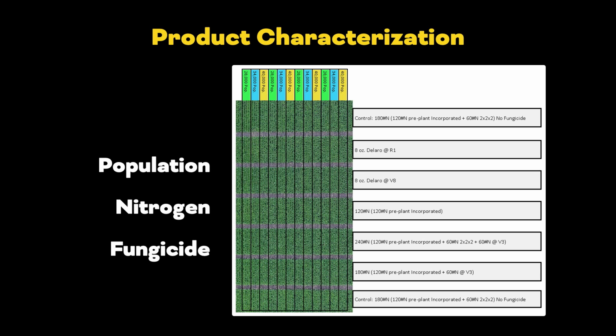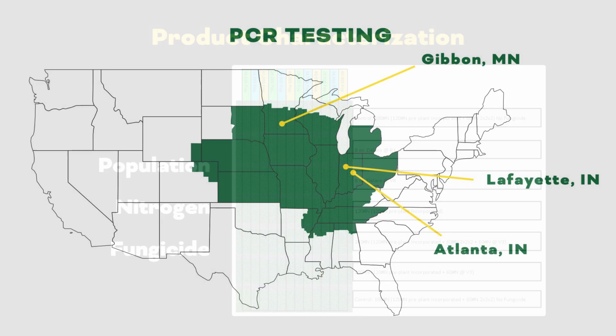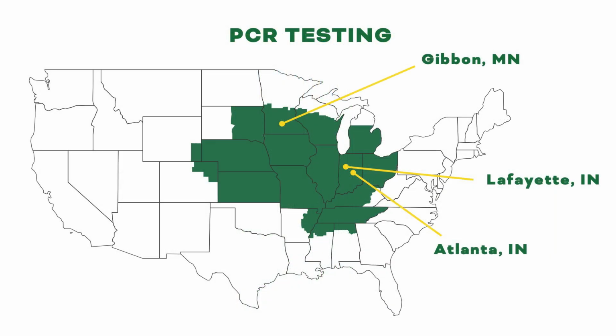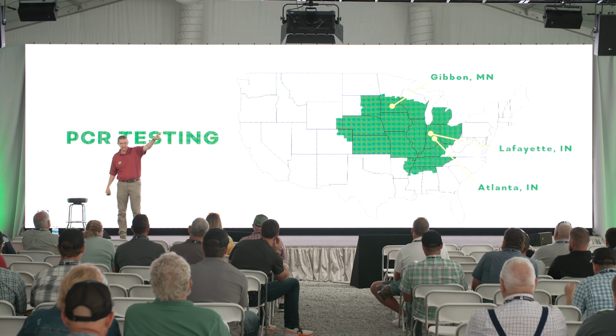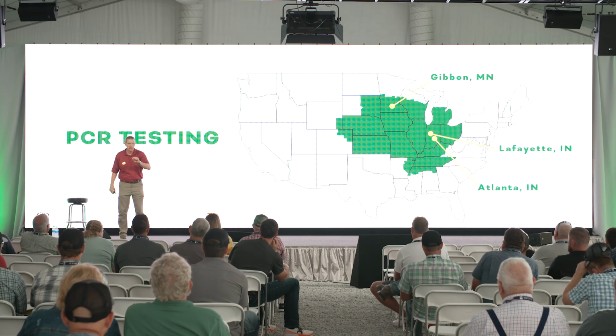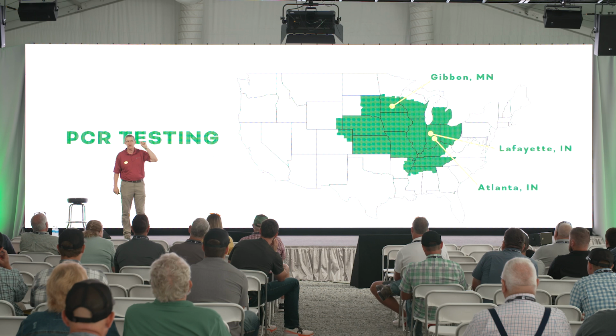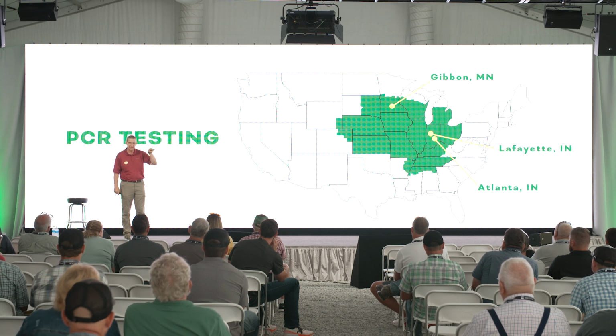Very intensive, very time-consuming, but we want to understand better so that we can de-risk this performance variability on your farm to the best of our ability. So this year I would call it kind of a beta test. So we're doing Gibbon, Minnesota again. We're doing here in Atlanta. It's right across the road over there. Then we also went to our research farm in Lafayette, Indiana.